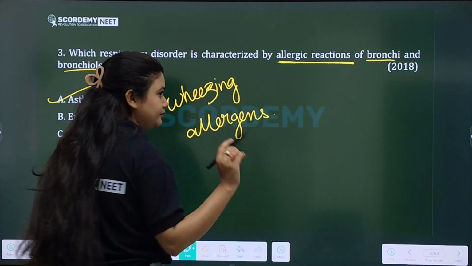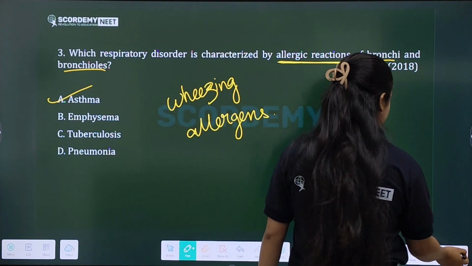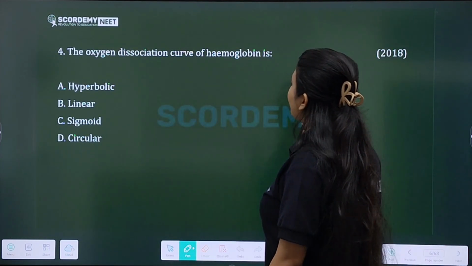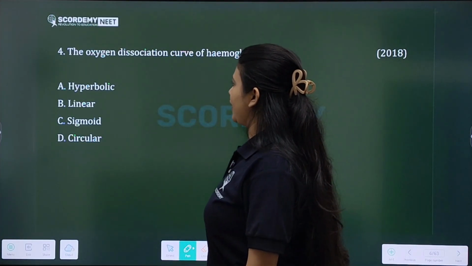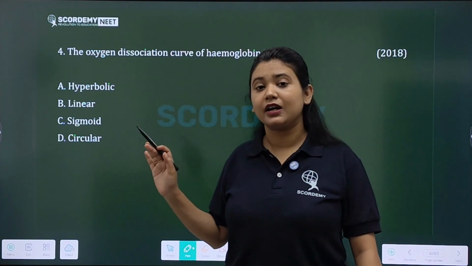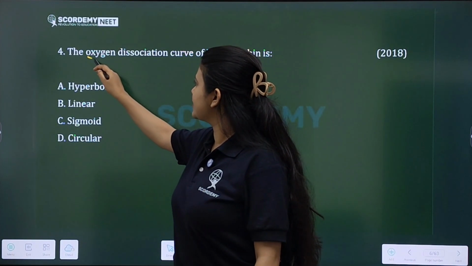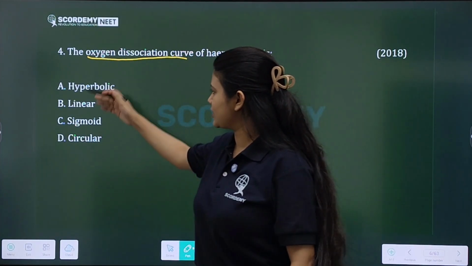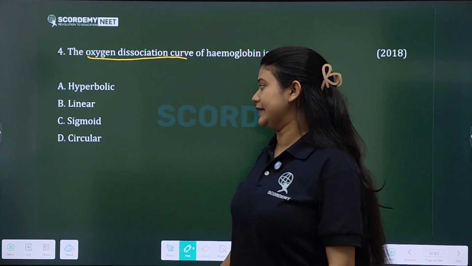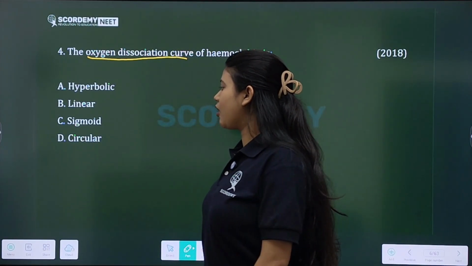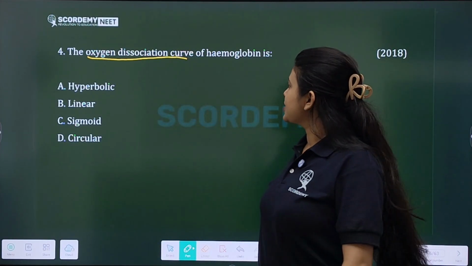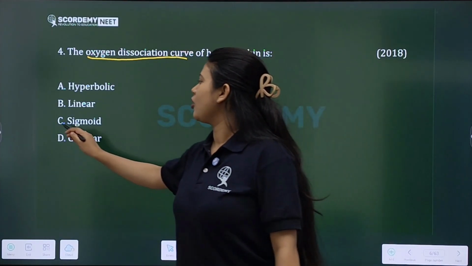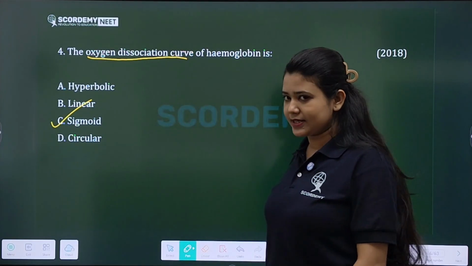Okay, next question: the oxygen dissociation curve of hemoglobin is. The options: is it hyperbolic, is it linear, is it sigmoid, or circular? The answer is option C, sigmoid.